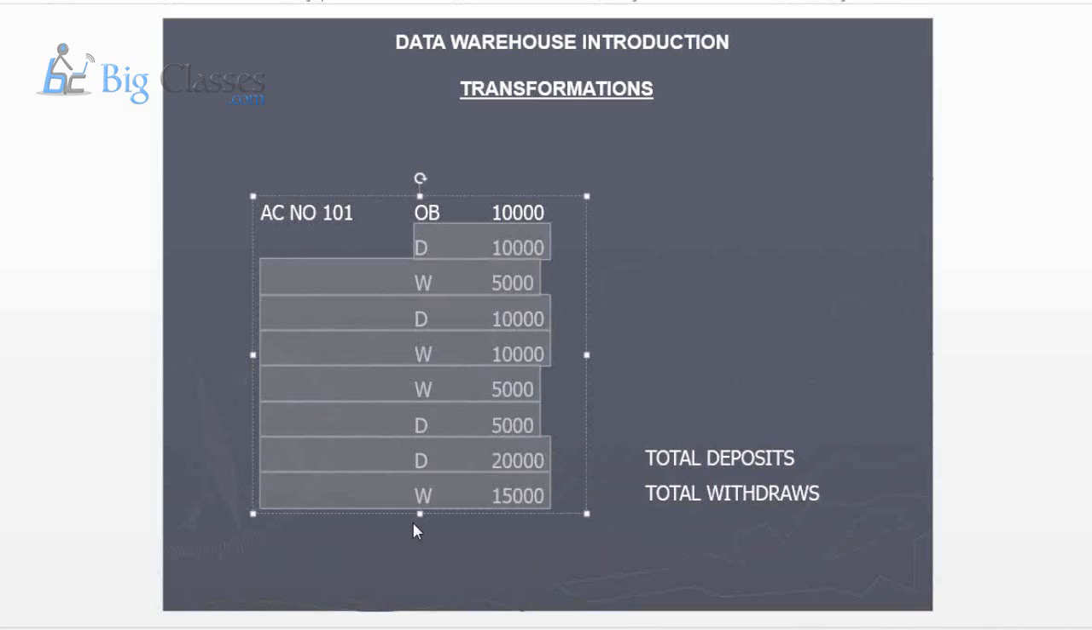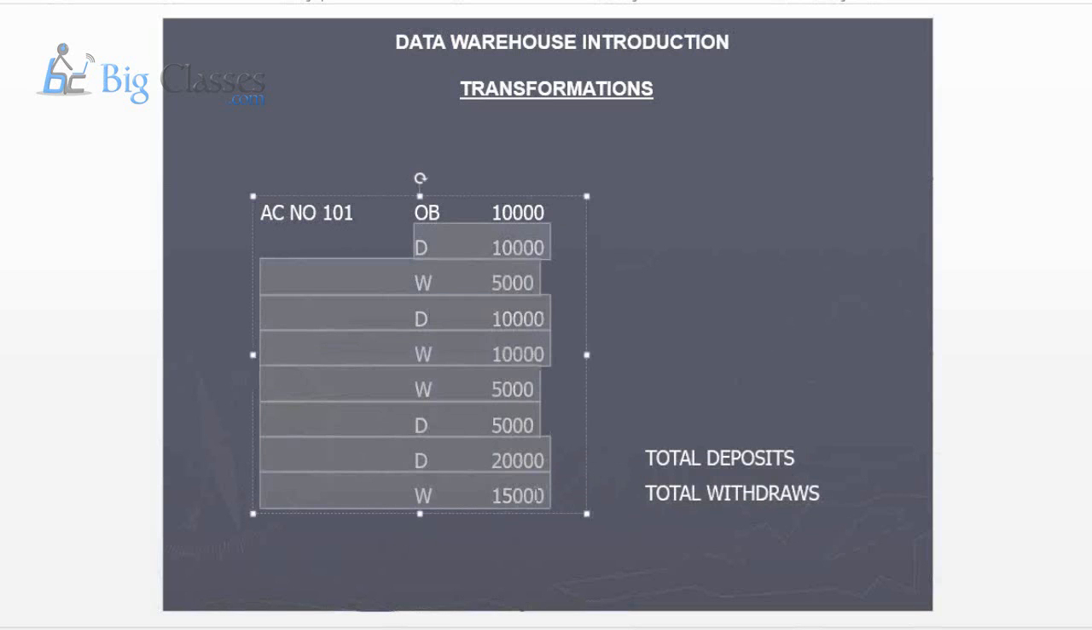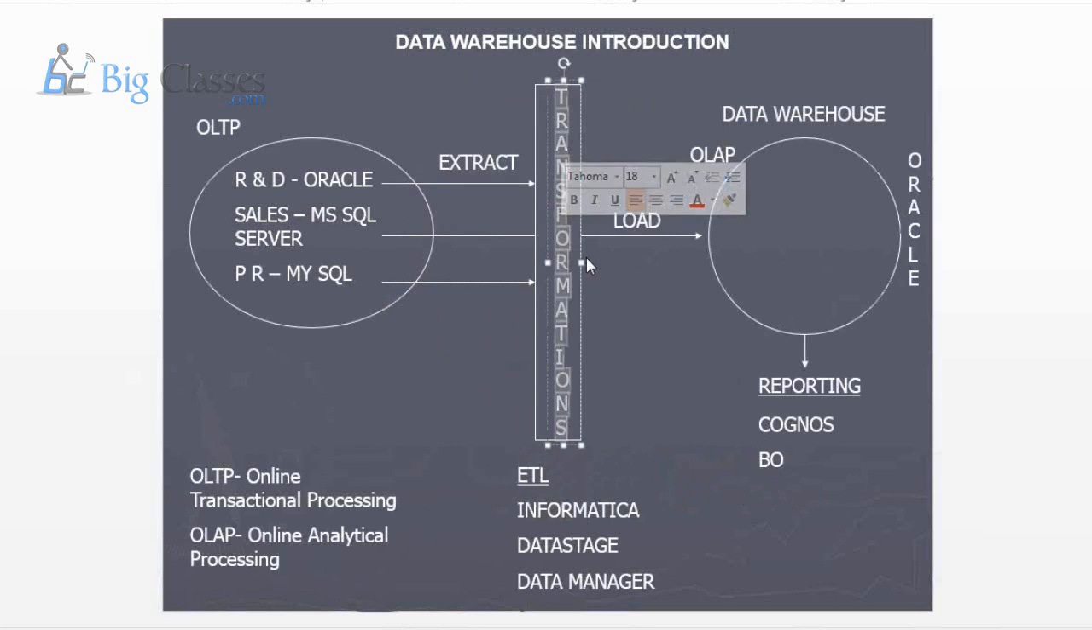After applying transformation, load the data into the data warehouse. How are we maintaining the data here? January 1st, account number 101, total deposits, total withdrawals. That's it. Don't update or delete the record. For January 2nd, insert one more record: January 2nd, account number 101, total deposits how much, total withdrawals how much. Like that for January 3rd, 4th, keep on inserting.